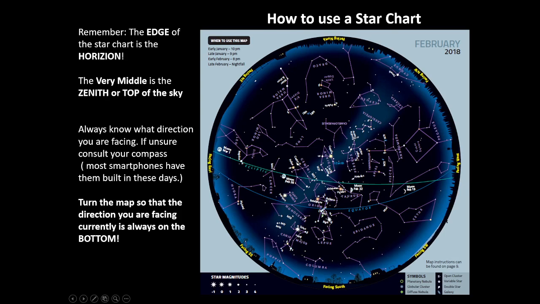So what do we do here? Depending on what direction you're facing, let's say you're facing southwest, you want to take this part of the map and put that directly to the bottom. And so these constellations here would be what you're looking at and give you that orientation. If you want to look at due north, you would take the northern part and turn the whole star chart upside down.